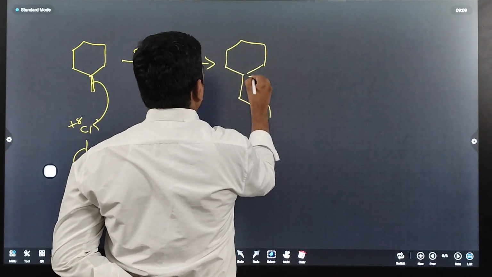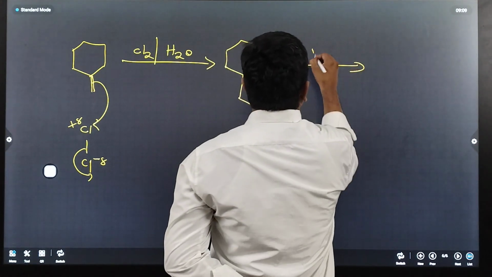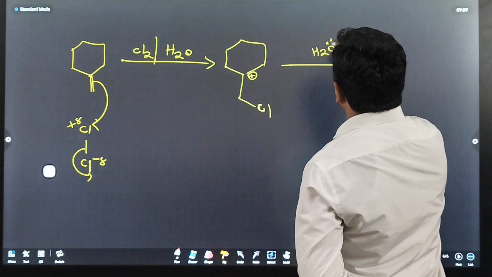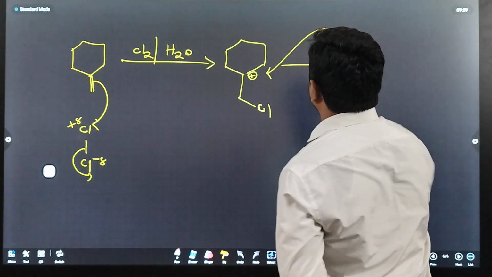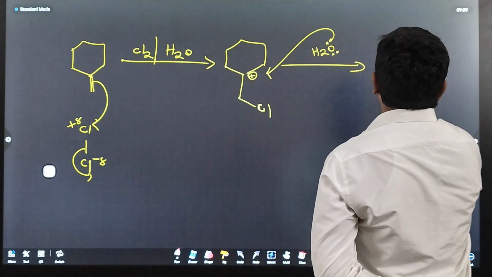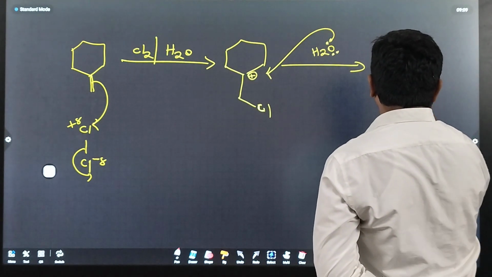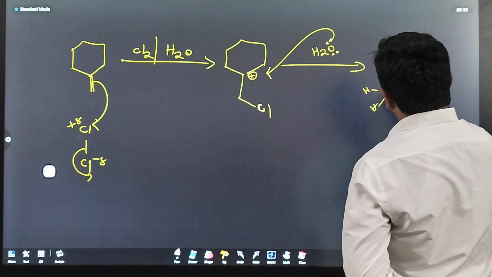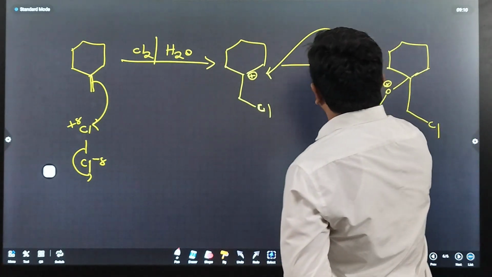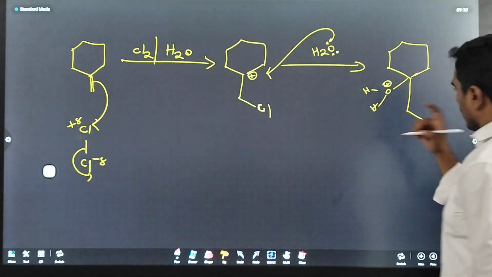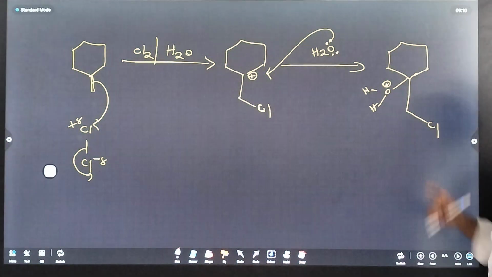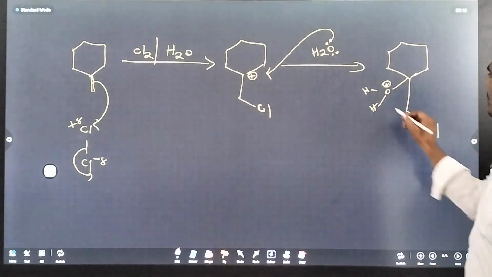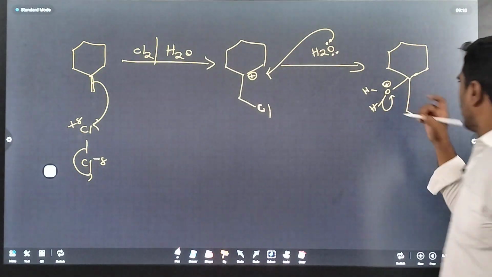So we get Cl, and this carbon gets a positive charge. Here the solvent acts as a nucleophile. The nucleophile attacks the electrophilic center, so anti-addition takes place. Oxygen gets a positive charge because oxygen donates its electrons to the carbocation. If a more electronegative element contains a positive charge, that will be unstable. So that's why electron displacement is towards oxygen.